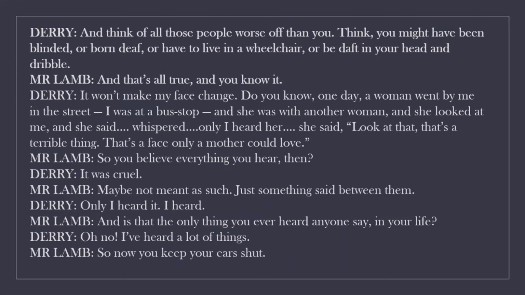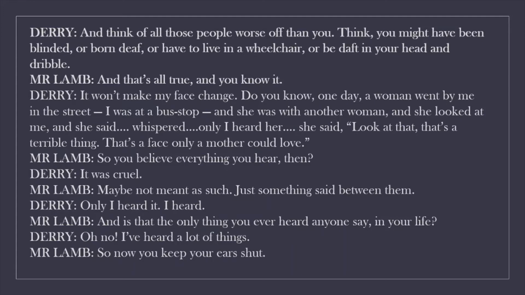Mr. Lamb said that yes, it was true, and that Derry knew so much. Derry said that all this would not change his face. All these real facts were not going to change his face at all. He described an incident when he was waiting at a bus stop. A woman passed by him. He heard her telling another woman that, just looking at his face, he had such a terrible face that only his mother could love him and no one else could.